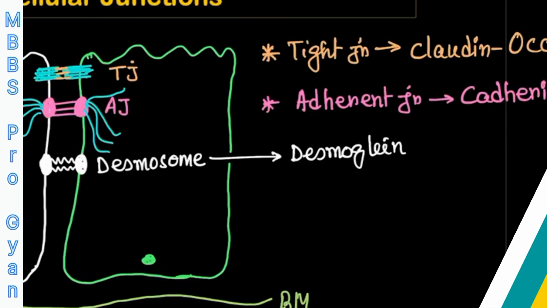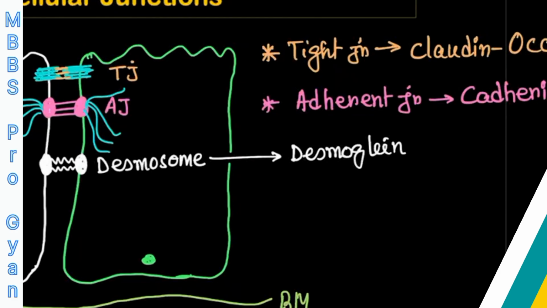Desmoglein. So the desmosome is formed by a protein molecule known as desmoglein. You will find the desmosome in the myocardial cell membrane. It's a point where two myocardial cells are mechanically attached to one another. This is the point which is known as the desmosome, right?